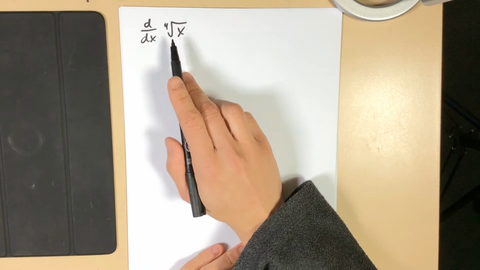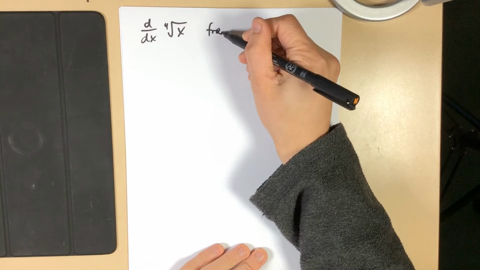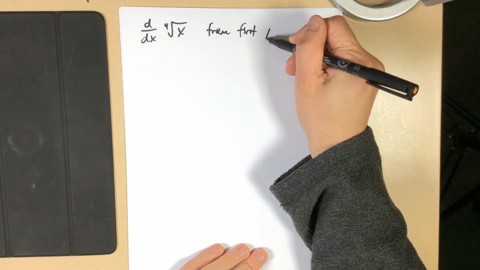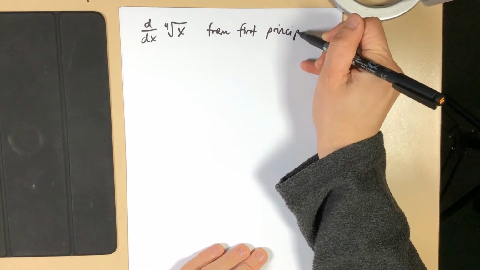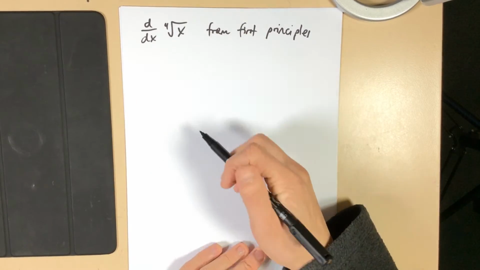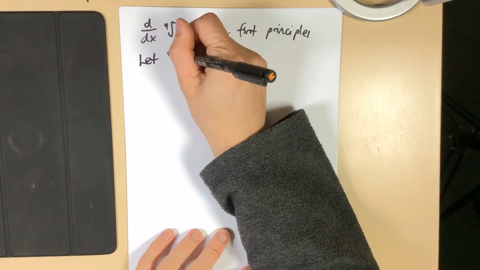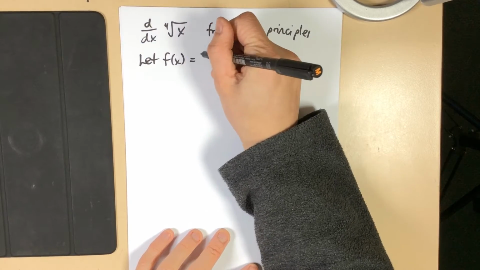How do you differentiate the fourth root of x from first principles? This is not that hard. If you remember how to differentiate just the regular square root of x from first principles, you're going to need to do some rationalizing.